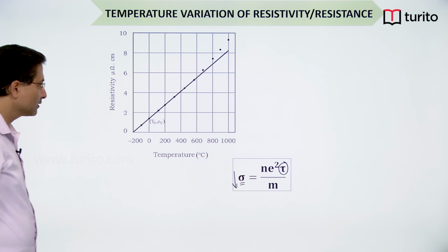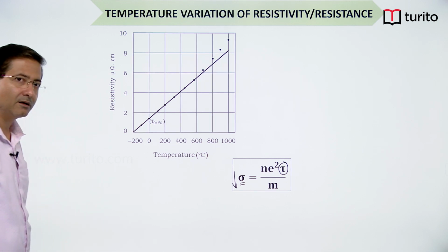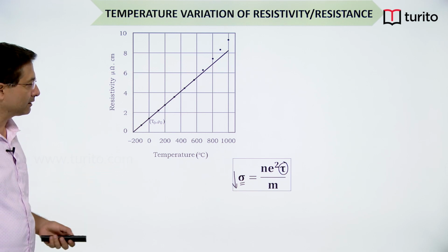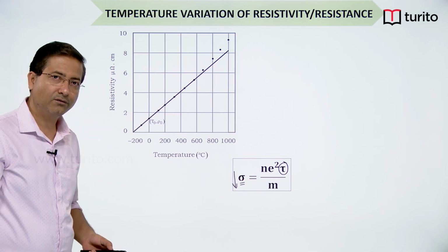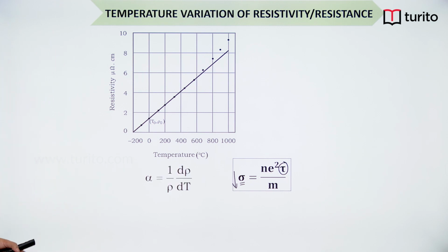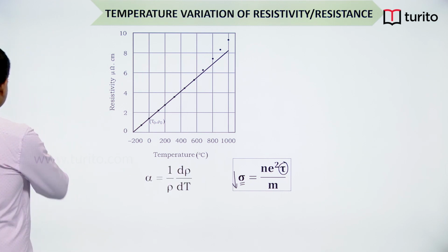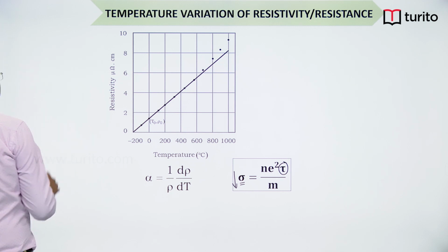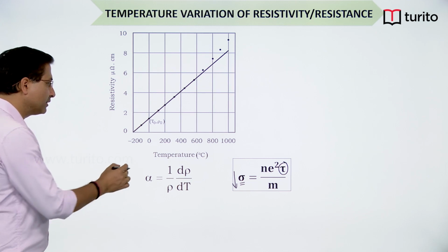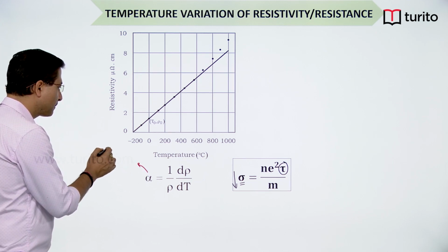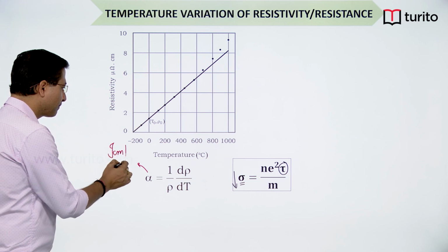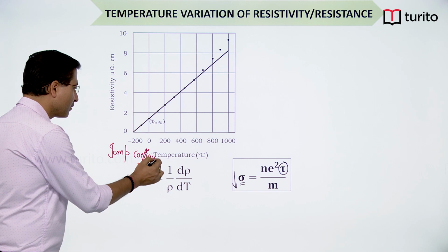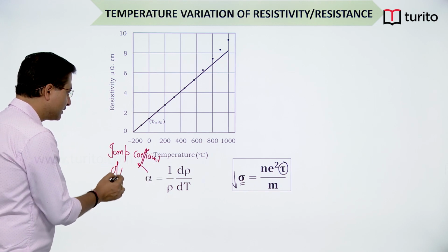So, here we define a parameter called alpha, right. Alpha is the temperature coefficient of resistivity. This is called the temperature coefficient of resistivity.